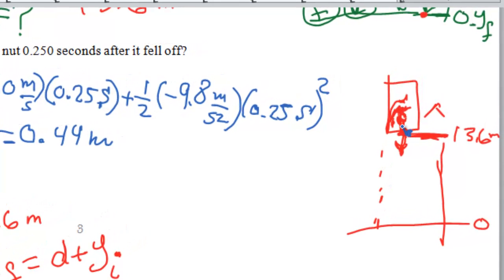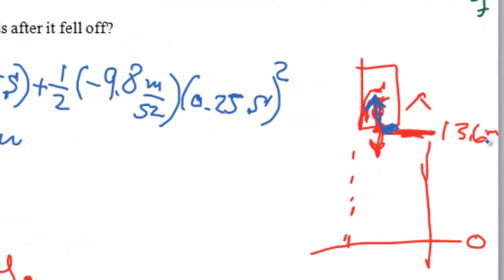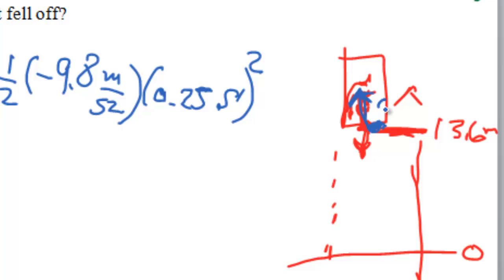It has moved from here up to there. Of course, at that time the elevator went upward further because the elevator is moving at constant speed. But for the knot, it went from 13.6 meter position up only 0.44 meters. So the 0.44 meter will be the displacement of the knot after 0.25 seconds from being released. It went up 0.44 meter after a quarter of a second, after 0.25 seconds from being released.